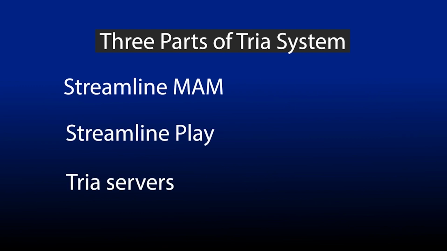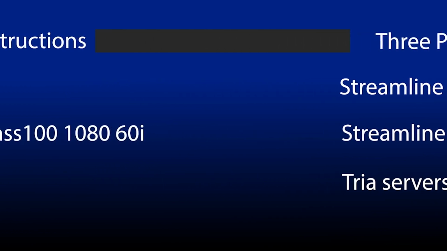The Streamline MAM is a media asset manager, while Streamline Play is the interface we use to play back clips, and then the Tria itself is where the clips are housed and stored for playback.